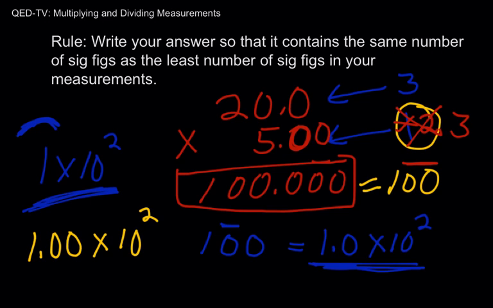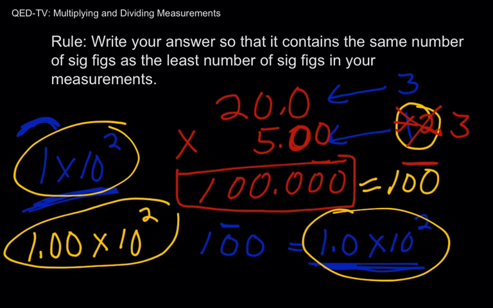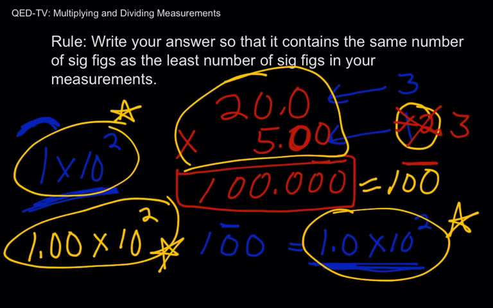So people might argue there's no difference between this one, this one, and this one. They're all 100. But there is a difference in science. This way is 100 written with 1 sig fig. This is 100 written with 2. And this is 100 written with 3. And depending on how the math problem works out, I'd have to choose which one of those is going to be correct.